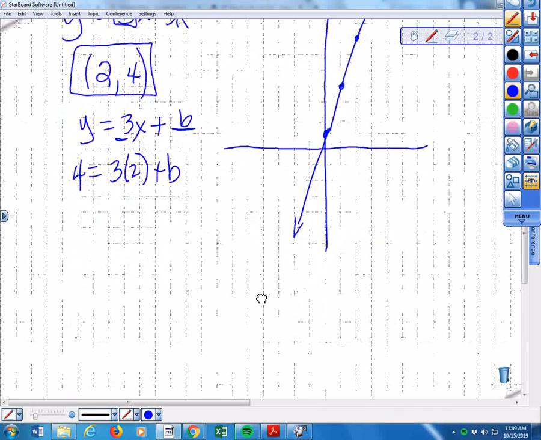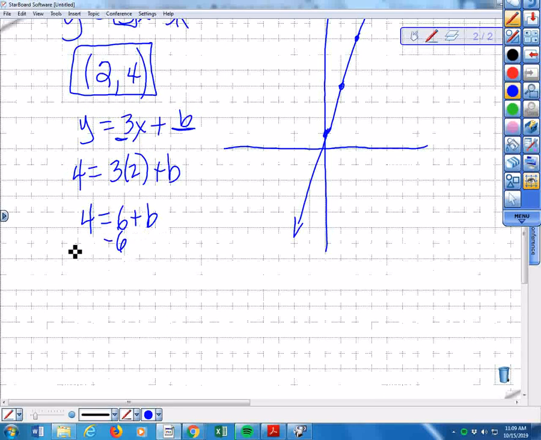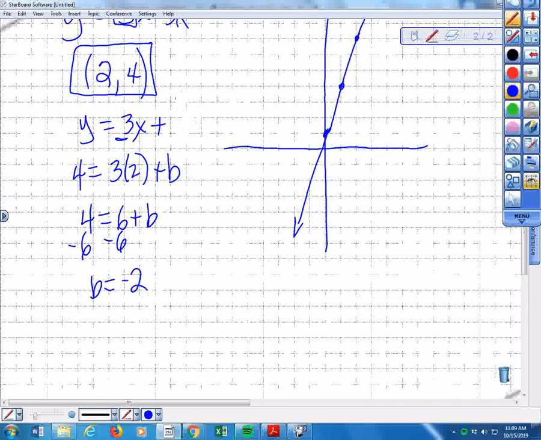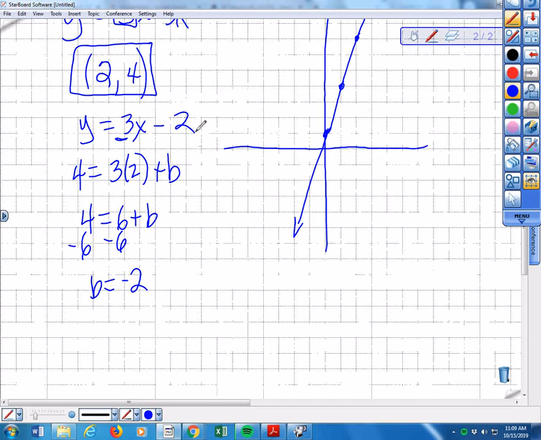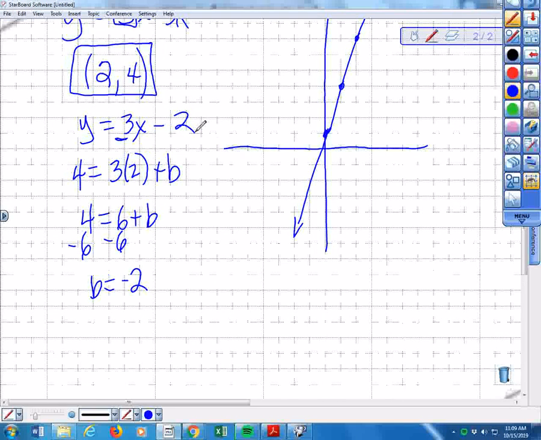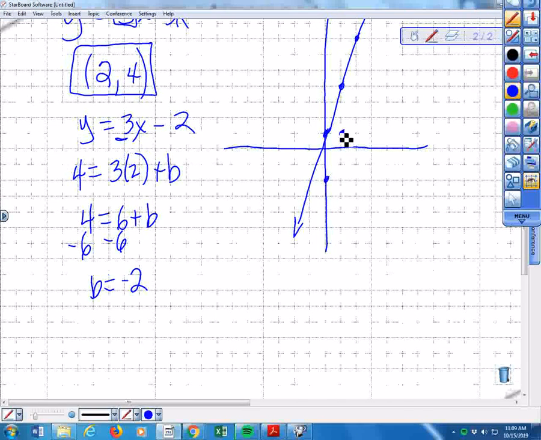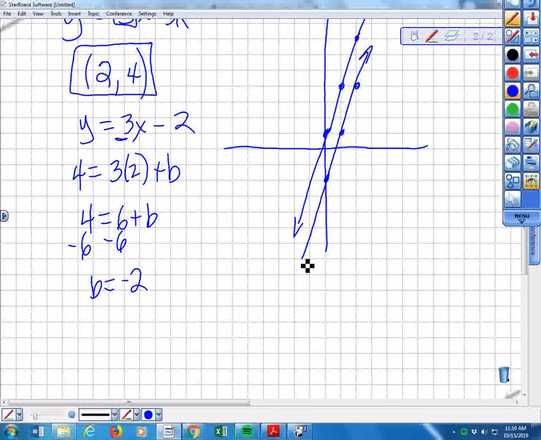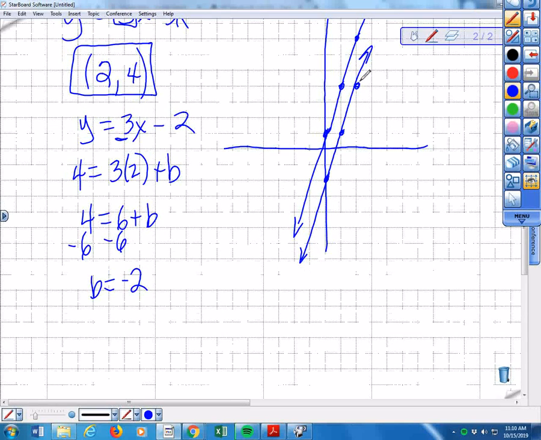Okay? So that becomes 4 equals 6 plus b, subtract 6, b is equal to negative 2. Now I have the equation of the line that's parallel to this one that goes through 2, 4. Let's just test it out. Negative 2, up 3, over 1. Up 3, over 1. So it's definitely parallel. It has parallel slope. The point 2, 4 is on the line.